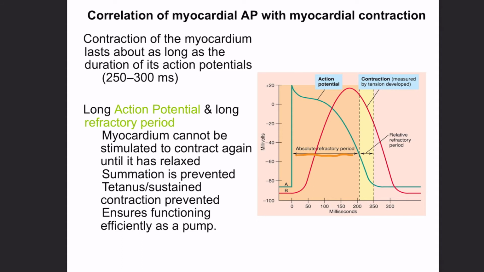And having this long refractory period prevents summation. It prevents tetanus and sustained contraction. And really, this also prevents the other ectopic pacemakers from exciting or contracting muscle itself, because of these long refractory periods and they're following the pace of the SA node. And so this ensures efficient functioning as a pump as a whole. So these absolute refractory periods that are lengthy in time allow for the cardiac tissue to work together and prevent summation, prevent tetanus, and prevent these other myogenic tissues from being excited.